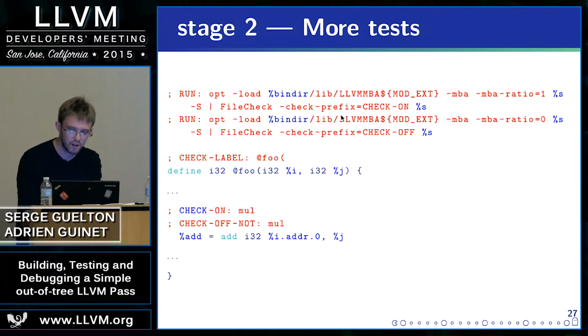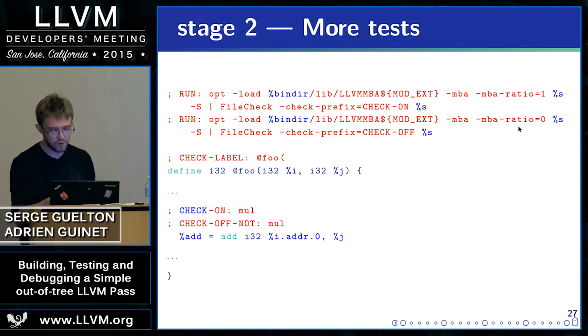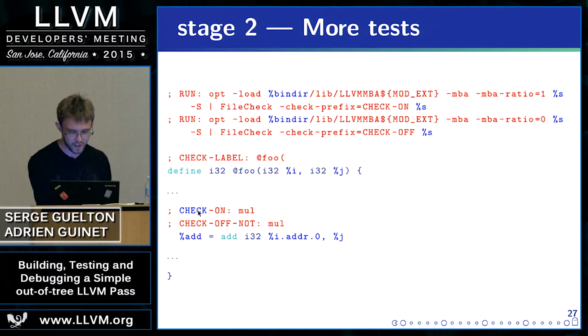We can do more advanced stuff with FileCheck. There is a prefix option. So here we run two things: we run our pass with a ratio of 1 and then a ratio of 0. The ratio is an option Serge will present afterwards. It basically says, you replace every addition you find, or you never replace any addition. So ratio equals 0 basically deactivates the pass. What we ask here is, when the pass is activated, so when the ratio is at 100%, you need to filter the checks which are prefixed by check-on. As before, here we check that we have a multiplication instead of the addition. And on the other side, if it's deactivated, it will only filter with the check-off prefix. So we check that the multiplication is not present in this case.